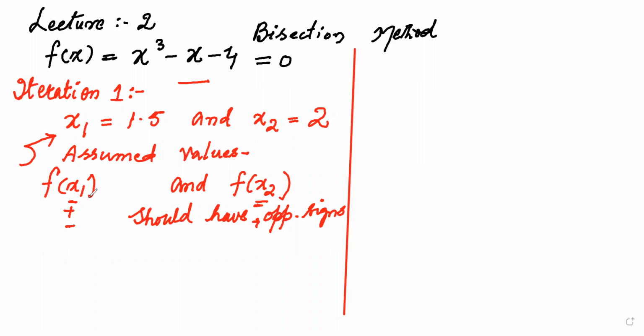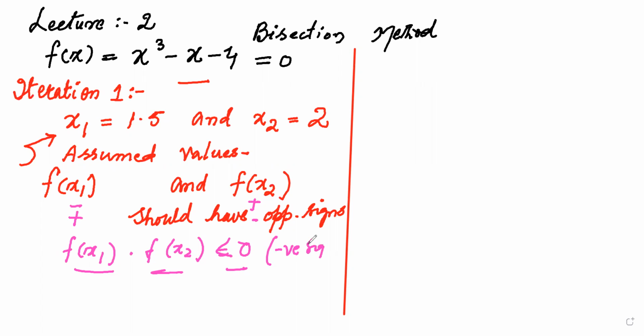When f of x1 happens to be negative, then f of x2 is positive. So if you look at the product of f of x1 and f of x2, minus and plus is negative, so it is less than 0. And when f of x1 is positive and f of x2 is negative, the product is again negative. So f of x1 multiplied by f of x2 is less than 0. This is an important condition for the bisection method. We have to select x1 and x2 in such a way that once you substitute the values of x1 and x2 back into f of x, the product of f of x1 and f of x2 should be less than 0.